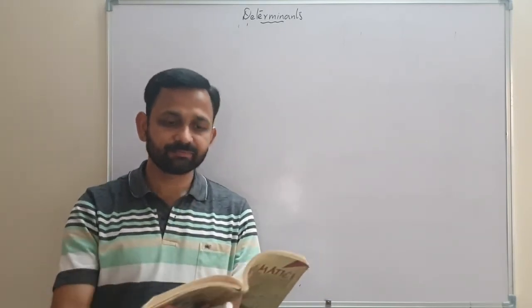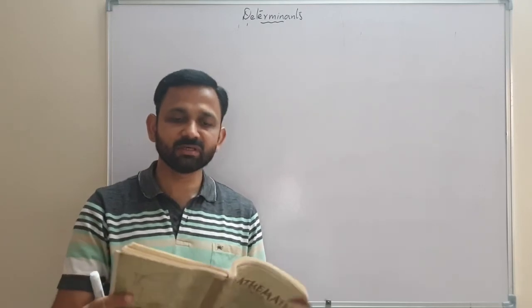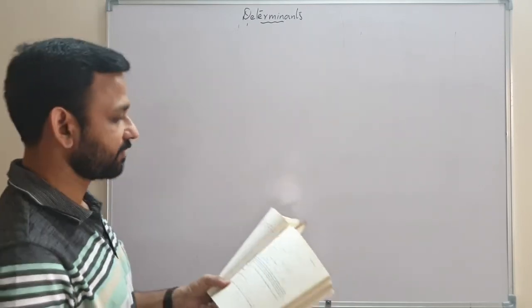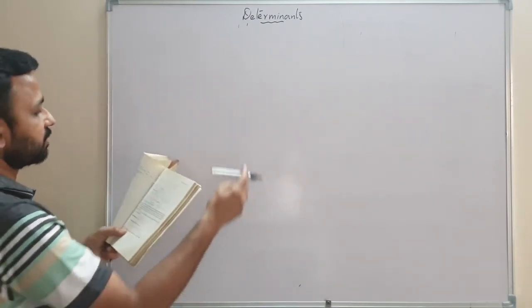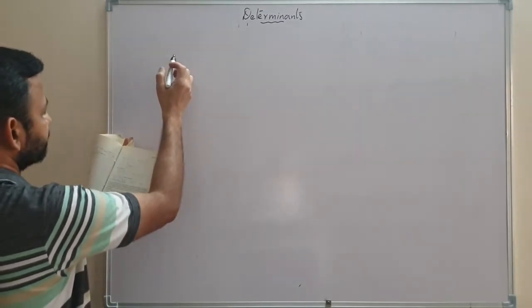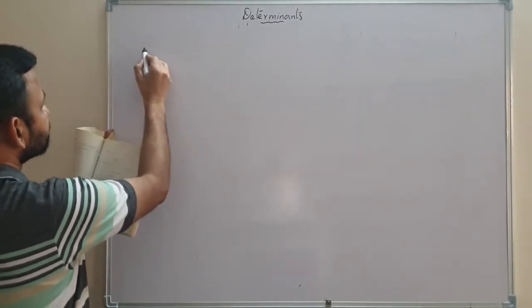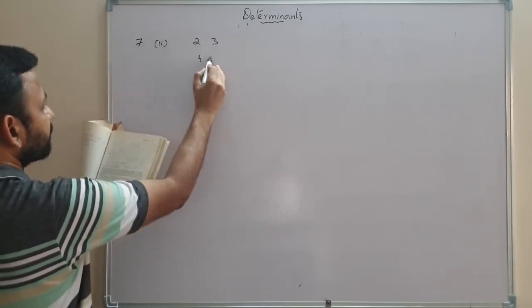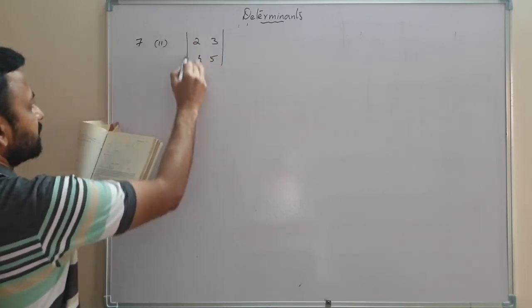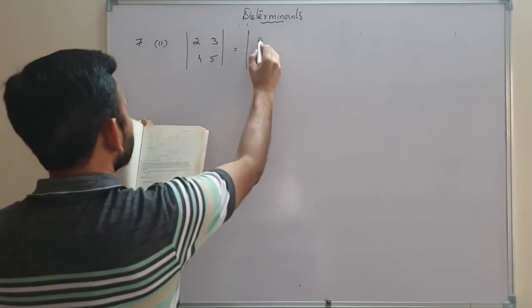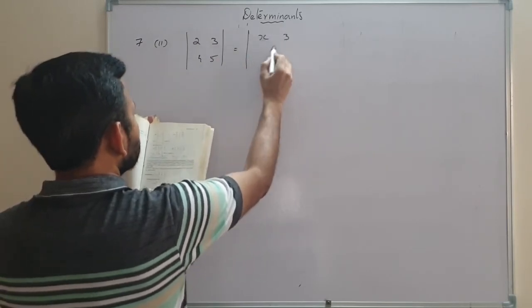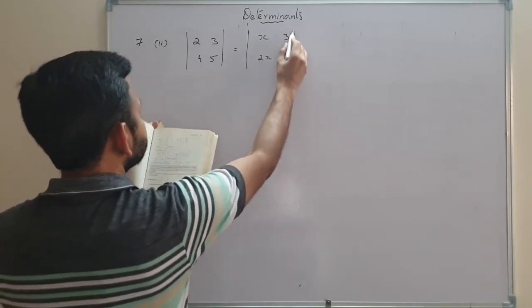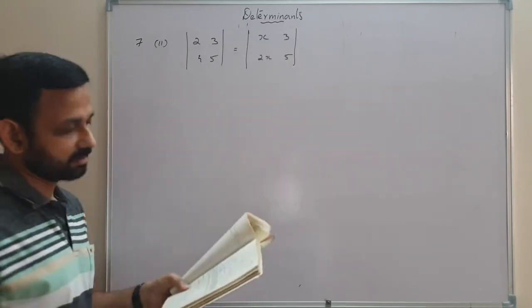Now we will do question number 7. Find the values of x. The second part we can do. Question number 7, second part. 2, 3, 4, 5. Here these two determinants are equal. x, 3, 2x, 5.